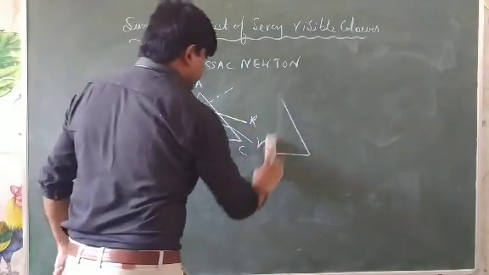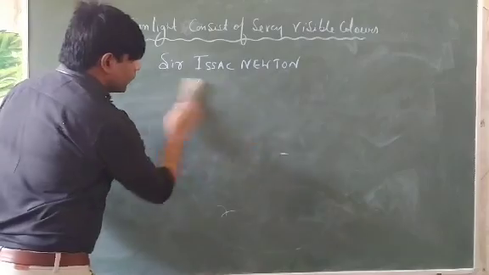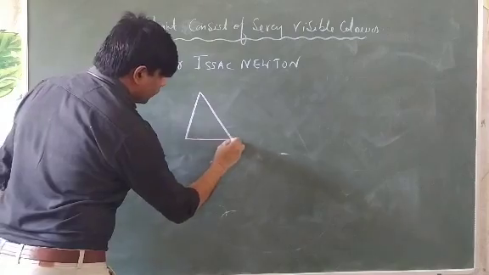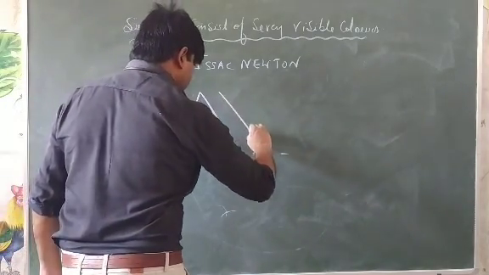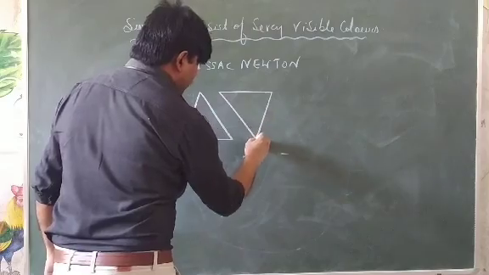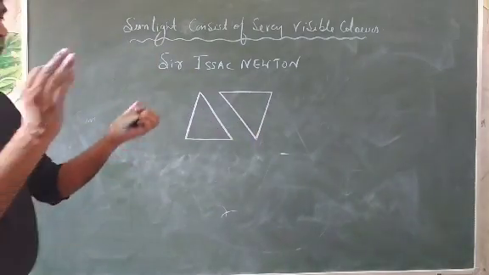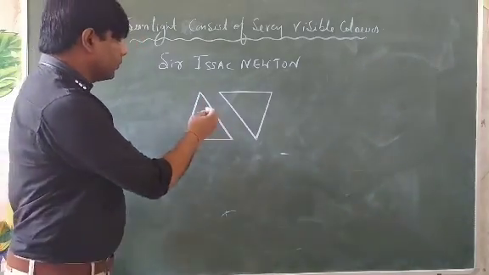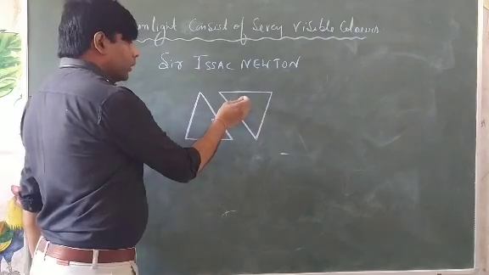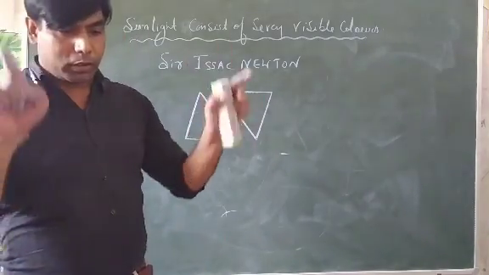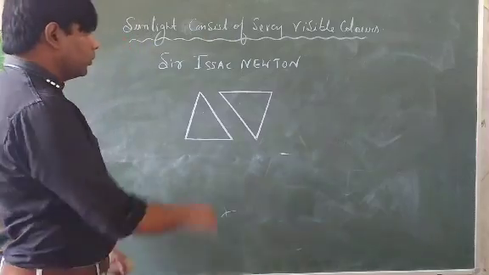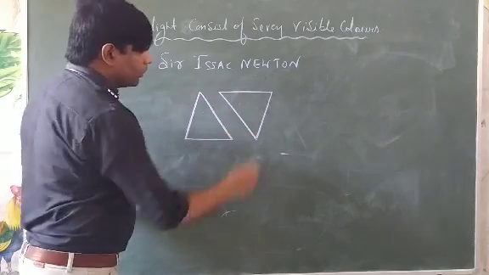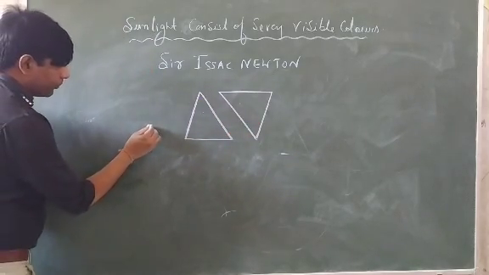First a prism was placed in the same way. Then he took 2 prisms and placed them together, one prism and a second prism, but the second prism is inverted, not in the same direction. One was top to bottom, one was bottom to top. Means the second prism was inverted.